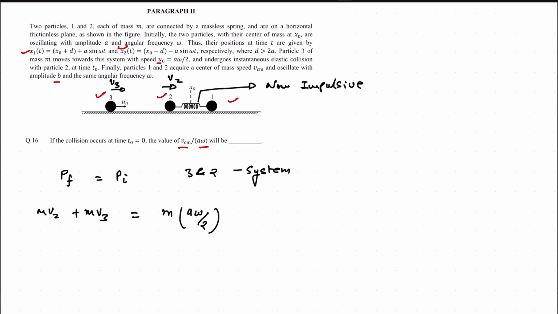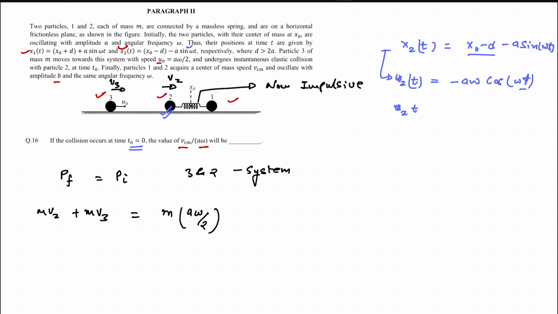But what to do with particle 2? We need to find the initial velocity of particle 2. For that we have the displacement equation, x2 equals x0 minus d minus a sine omega t. We can differentiate it to get the velocity of the second particle. This term will become 0, and we get minus a omega cos omega t. They have given that this particle is colliding at t0 equals 0. So if you put t equals 0, then cos 0 will be 1. That's why u2 at t equals 0 is minus a omega.